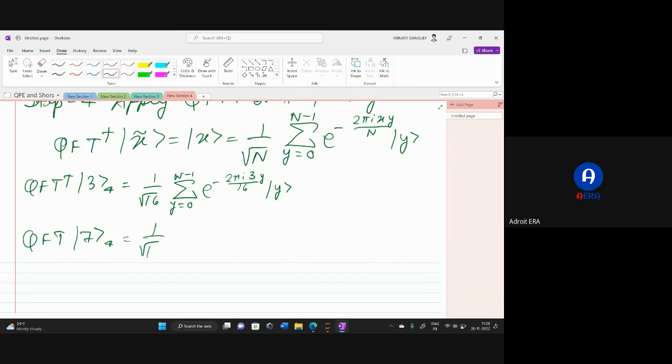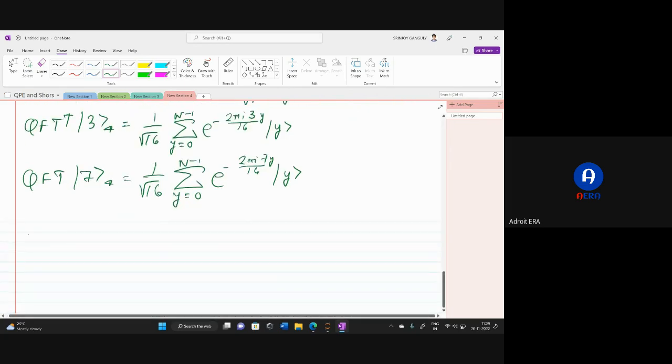Again, now you can write it yourself. This is very easy. y is equal to 0 to n minus 1, and then we are going to sum them together. First, let us write down the terms individually. 2 pi i 7y divided by 16 ket y, okay? Then QFT applied to 11, right?